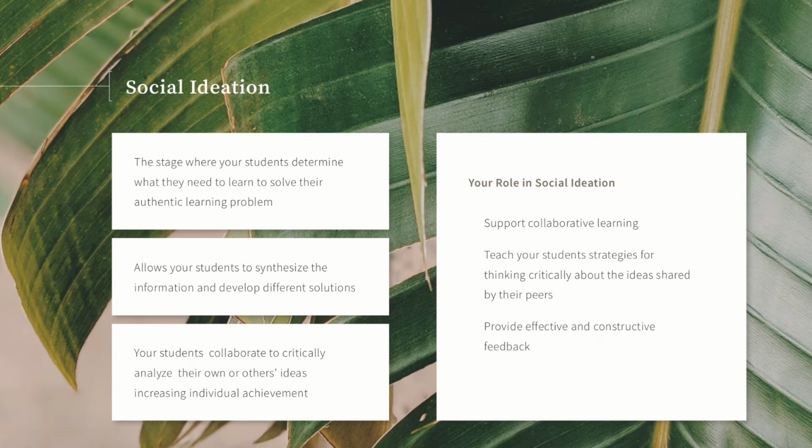Social ideation enables your students to connect different subjects and collaboratively ideate to address existing and emergent problems related to authentic learning. Your students may compete in proposing better solutions, but at the same time, they collaborate to critically analyze their own or others' ideas. Your students are exposed to a diversity of ideas from others, and they have to think critically about those ideas as well as their own. Students can collaborate across classrooms, subjects, and even schools.